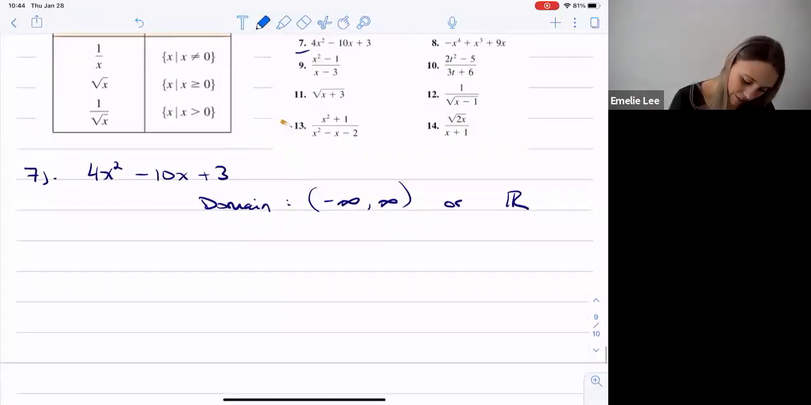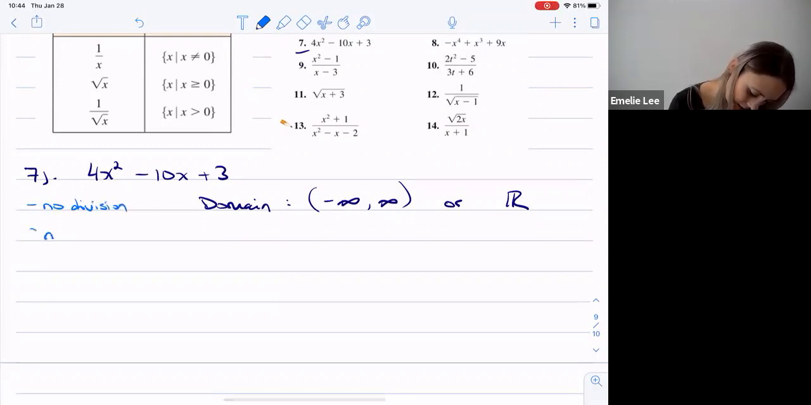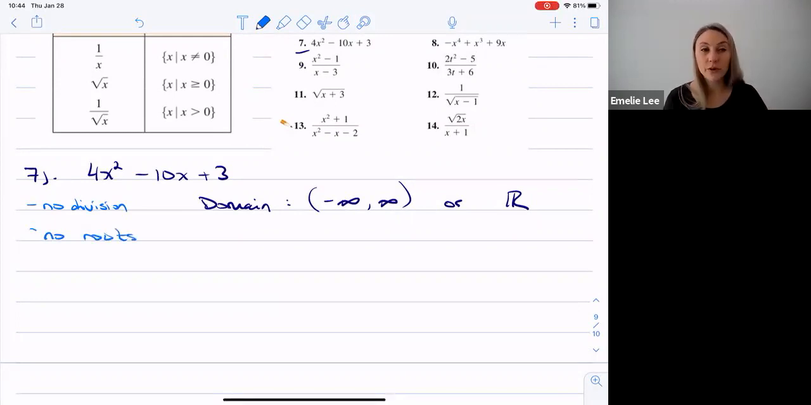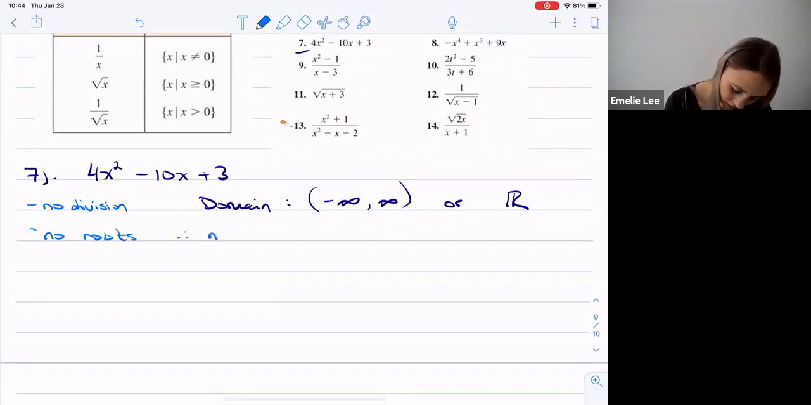Right? So here my kind of checklist is no division and no roots. So there are no restrictions, therefore no restrictions on the domain.